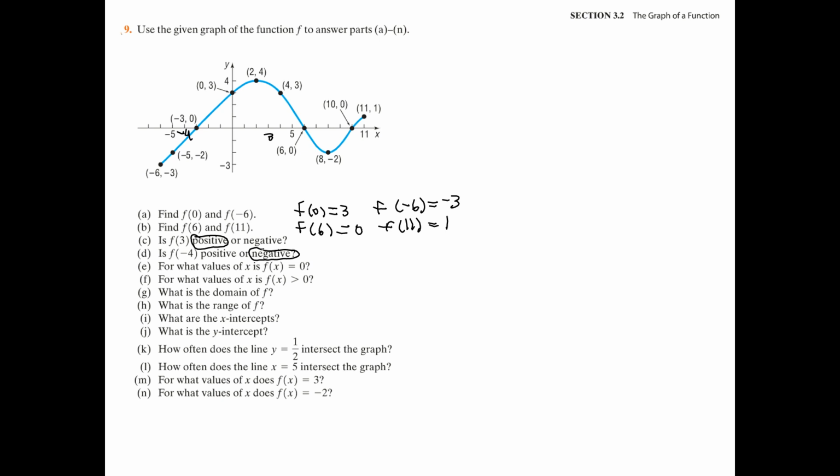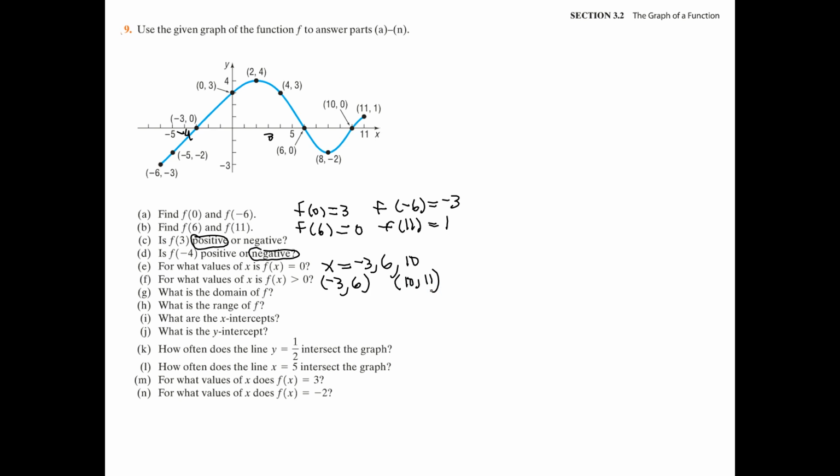What values of x is the function equal to 0 at? It's where you hit the x-axis. At -3, at 6, and at 10. For what values of x is the function positive? In between -3 and 6, and after 10, from 10 to 11.